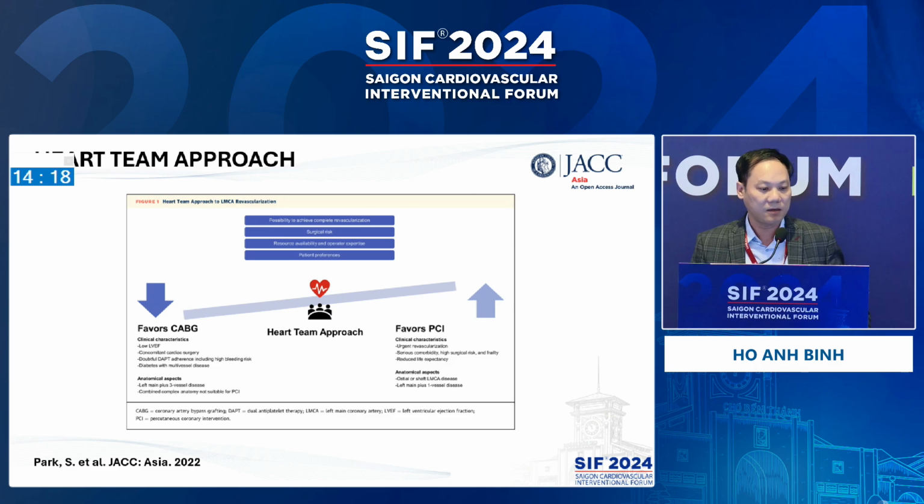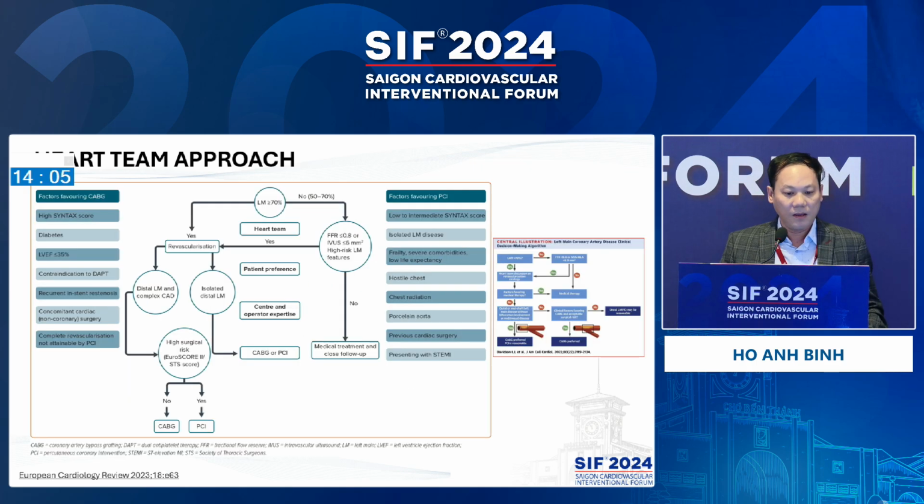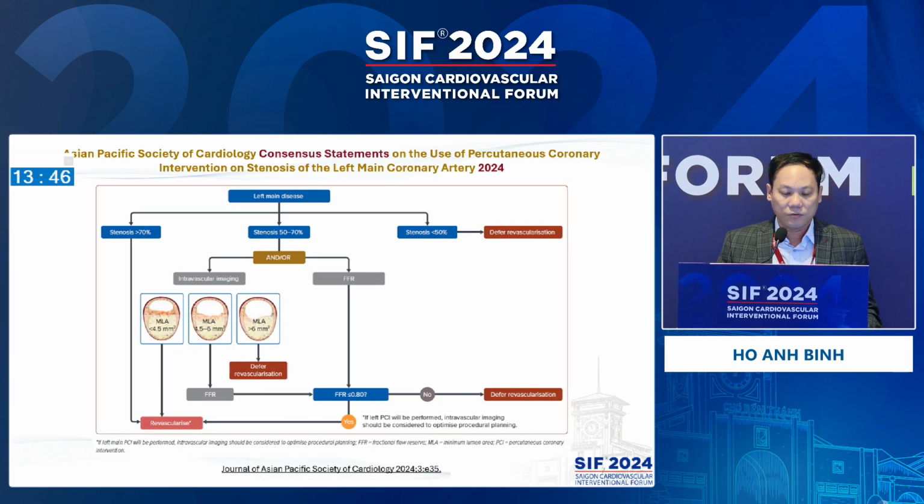But the most important thing is that we need to have the heart team approach. If the lesions favor CABG or favor PCI, we have to choose. This is the algorithm to help us decide whether we need to do the intervention or not. And especially we have to have IVUS or FFR to do the left-main intervention. It's very important, and we need to use it in doing the left-main intervention.